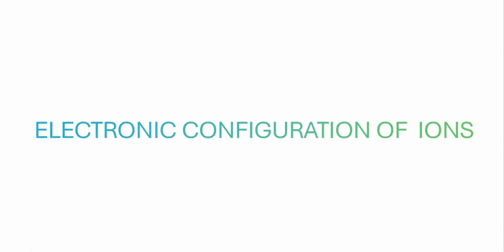Alright, let's discuss the electronic configuration of ions. In the previous video, we learned how to write the electronic configuration of neutral atoms using the orbital notation. Today, we'll be using the same notation to write the electronic configuration of ions.